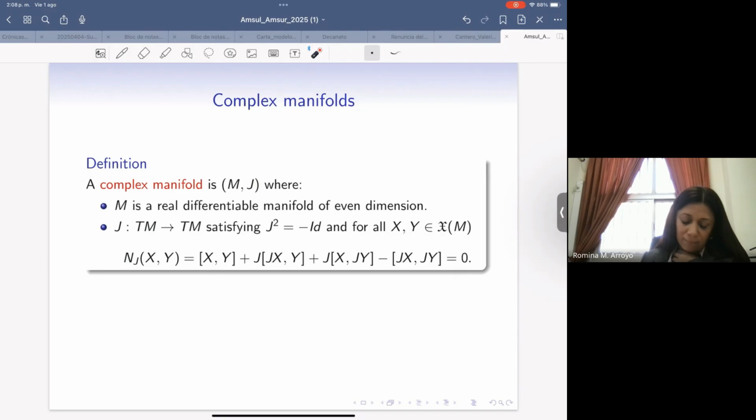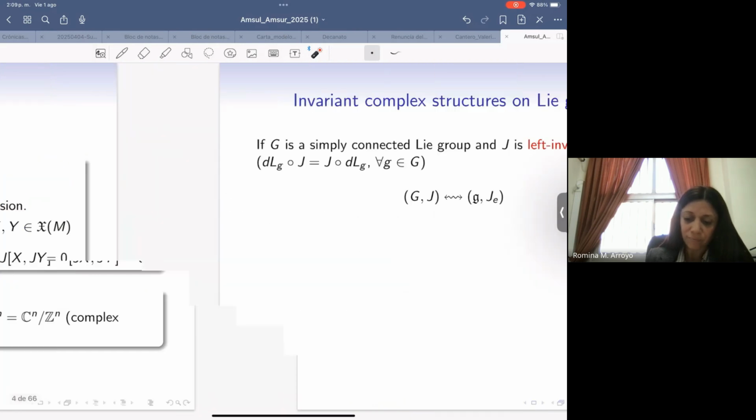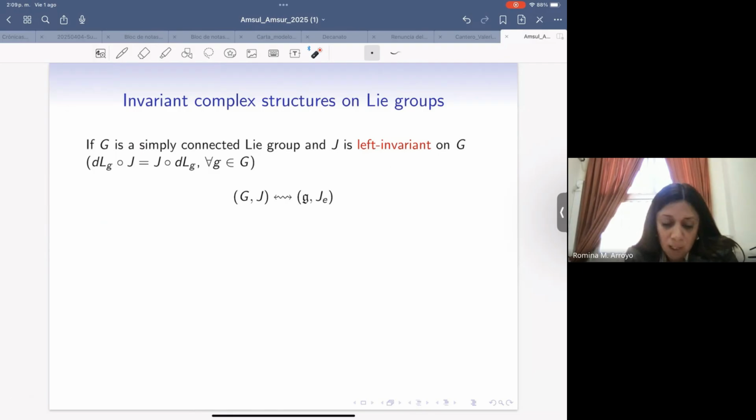And so here I write some examples, so everybody knows manifolds admitting complex structures. And the idea of this talk is that I am going to give you more examples, and try to explain a little bit more, but here I wanted to show manifolds admitting these kinds of structures. But today we'll be interested only in groups.